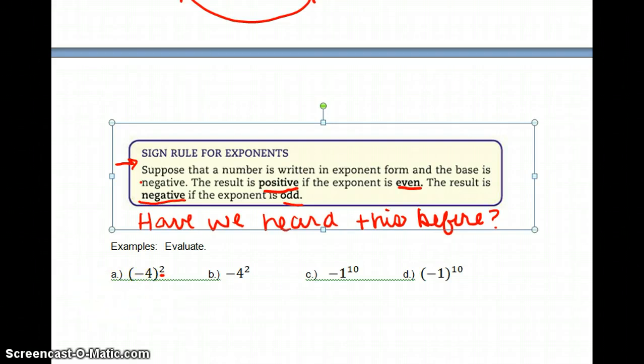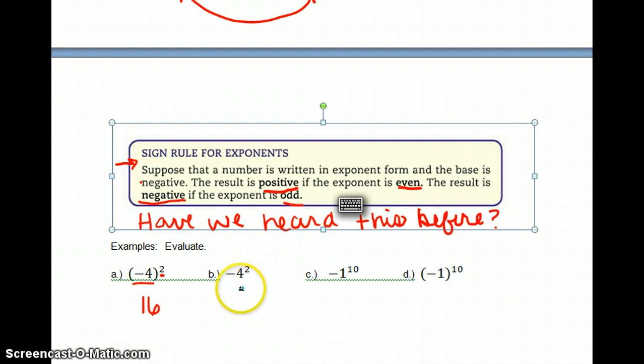So when we have a negative base, we can use that same little trick to determine whether or not our answer will be positive or negative, and then we won't even have to think about that negative sign again. Looking at letter A, we have -4 raised to the second power. Since the base is negative and the exponent is even, our answer is going to be positive. We don't even care about that negative anymore. 4 to the second power is 16.